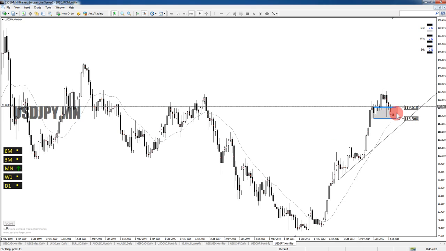So, monthly area of demand in control. Our bias should be longs or shorts. That's a pretty clear, straightforward question. Longs. If you want to go short, well, up to you. I mean, bias is longs. If longs don't work, who cares? It doesn't work.